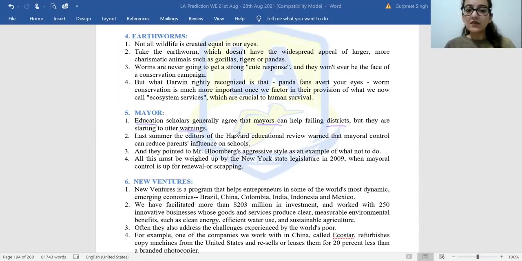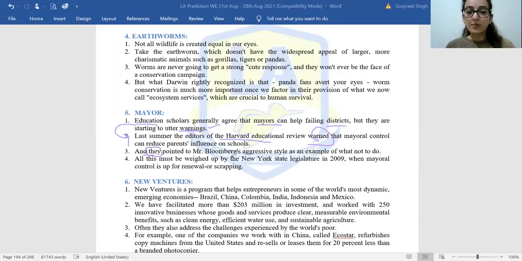Last summer, the editors of Harvard Educational Review warned that mayoral control can reduce parents' influence on schools. Now, in the first sentence, we said warnings, which can be n number of warnings. Then we are again giving one example of a warning: last summer, the editors of Harvard Educational Review warned about something. So warnings is any warning. This particular one is an example of a warning given by somebody to someone. And they pointed, who are they?